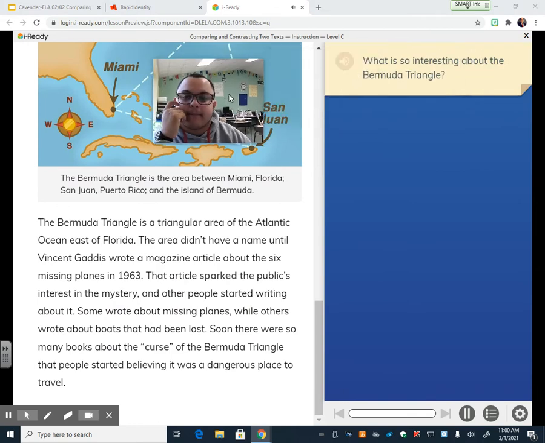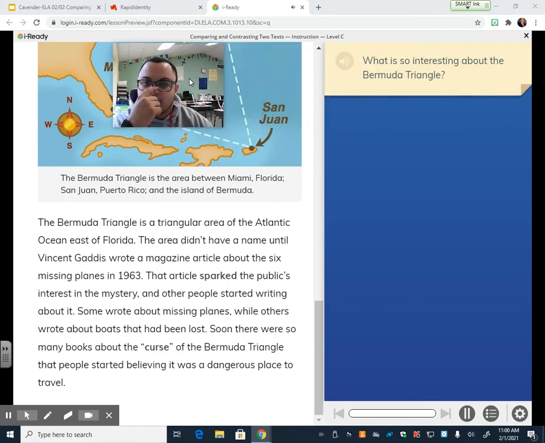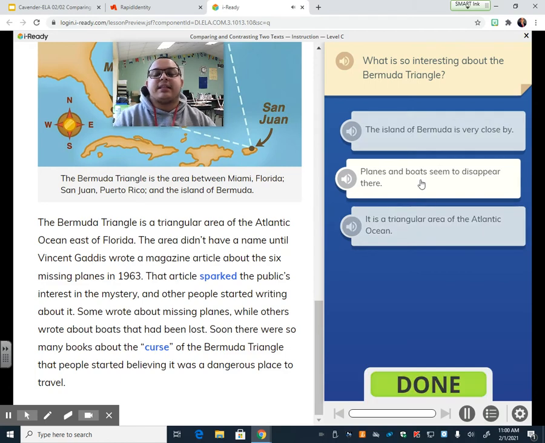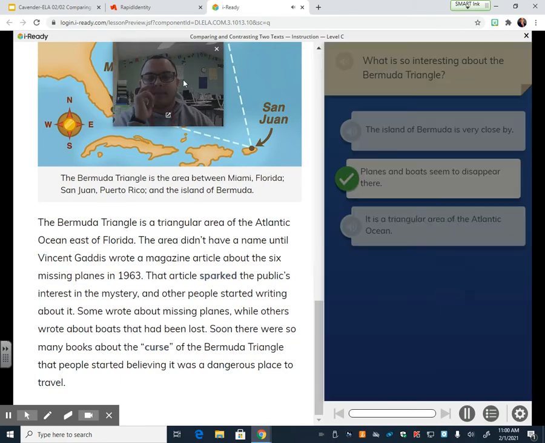What is so interesting about the Bermuda Triangle? Is it that the island of Bermuda is very close by? No. Is it that planes and boats seem to disappear there? Maybe. Or is it that it's a triangular area of the Atlantic Ocean? No. So it is that planes and boats seem to disappear. That's what's interesting about it.